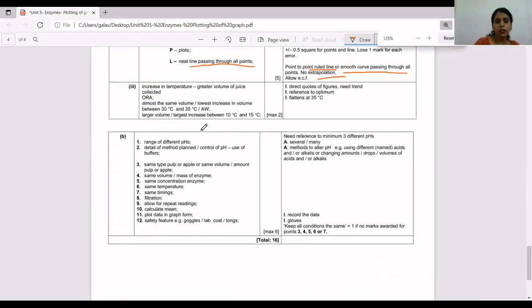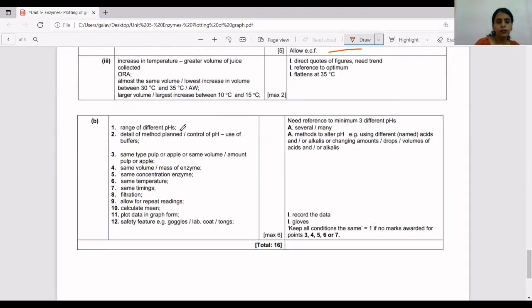For example, you get marks for writing a range of different pH, then detail of method planned or control of pH, or use of buffer. One test tube you should always keep as a control. You can use buffer. Buffer solutions are always neutral. Buffer solutions are used in order to compare the results which you will get in other test tubes.